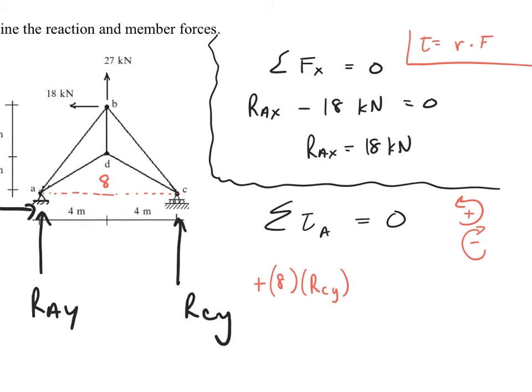So again, I'm going to start with R, which is 8 times the force, RCY. But then I have to consider the fact that 27 and 18 are also causing torque. Look at the 27 and look at the 18. If I translate the force, this was the key that I talked about that was new to everyone when you do this in physics.